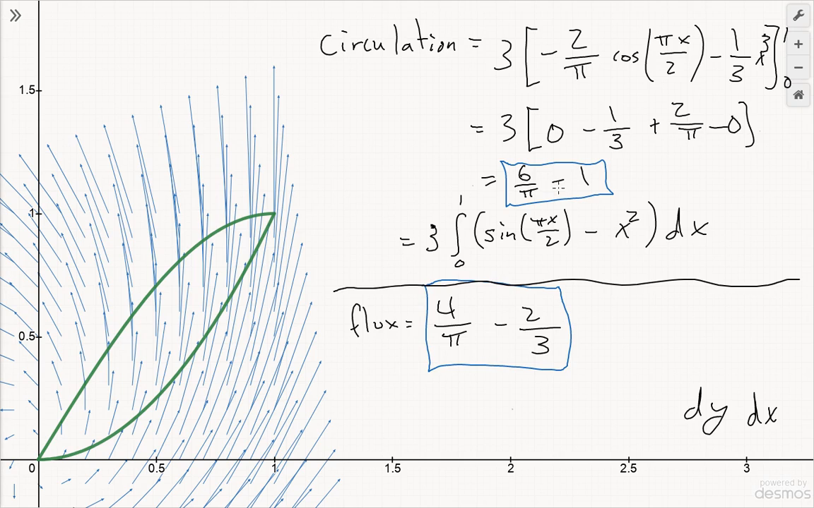So again, the circulation here, 6 over pi is at least 1, so this is greater than 0, so the net circulation is counterclockwise. And 4 over pi is greater than 1, so minus 2 over 3 is still greater than 0, and so on average the net flow is stuff flowing out of this region.